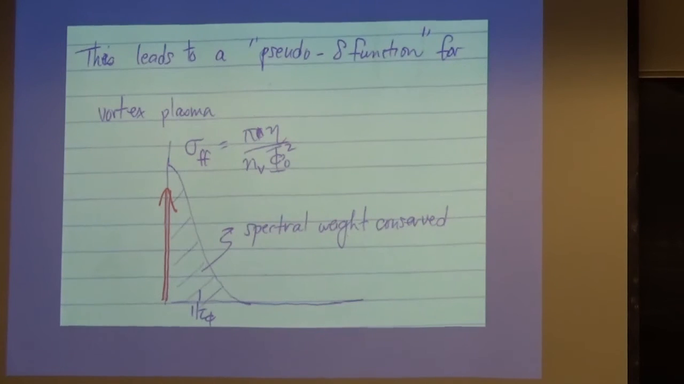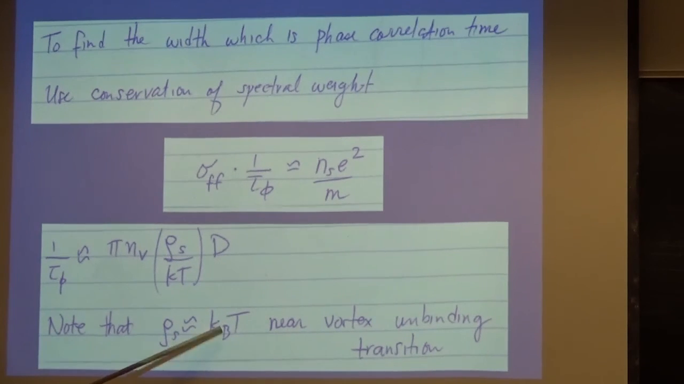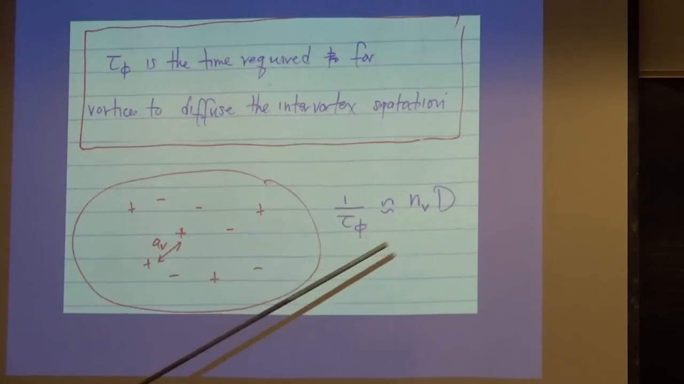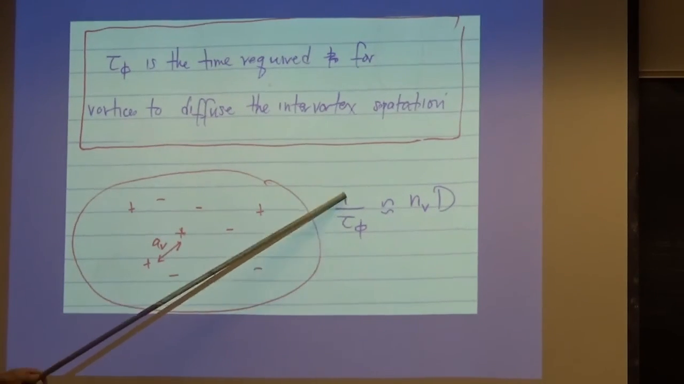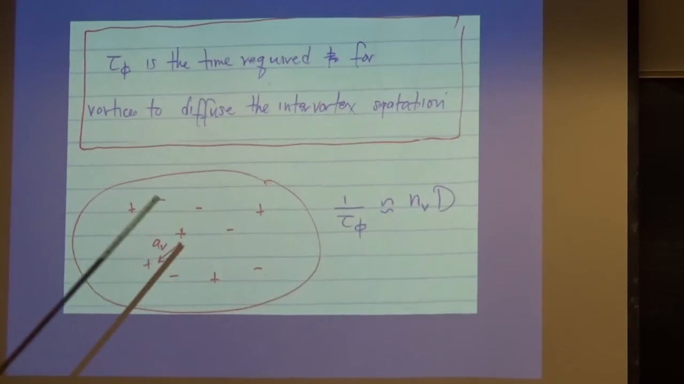So that's just short-circuiting this whole Langevin noise term calculation, which ultimately is just going to give me the fluctuation dissipation theorem, which gives me the Einstein relation. So I'm just basically writing that down and putting the diffusion coefficient here. Now, we know that the key result of the Kosterlitz-Thouless theory is that the superfluid density, or the phase stiffness at the transition, becomes of order the temperature. So in the neighborhood of the superconducting transition temperature, this coefficient is just about order unity. So I get the result that I'm after: the width of this pseudo delta function is the reciprocal of this phase correlation time, and this rate of loss of phase coherence is just the number of vortices times their diffusion coefficient.